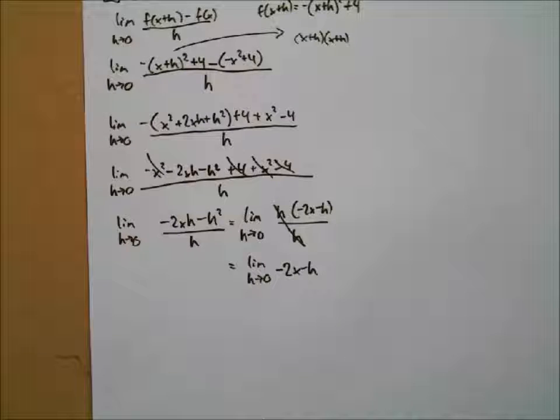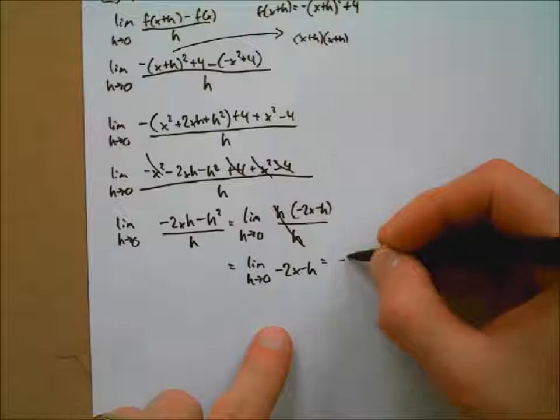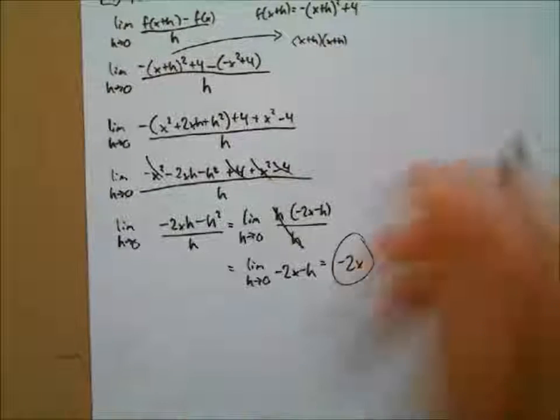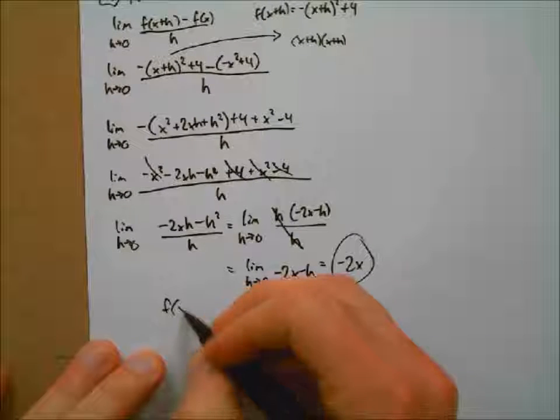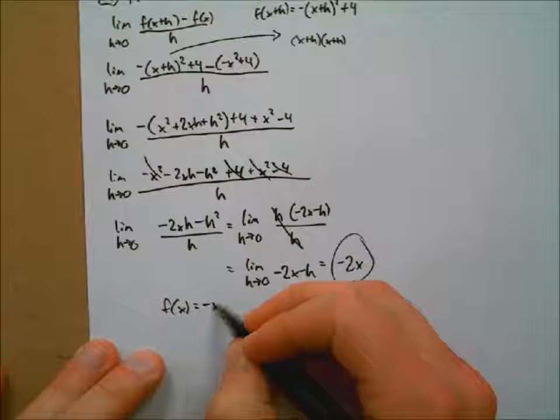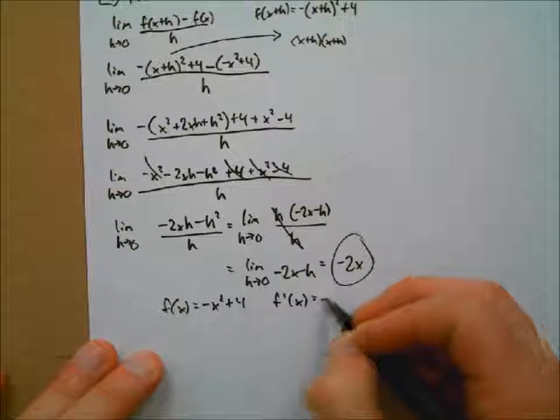Now what can we finally do? Last step here to evaluate this limit. Substitute, direct substitution. 0 goes in for h, we end up with negative 2x. And that's the derivative. All that work. Okay, so f of x is equal to negative x squared plus 4. F prime of x is negative 2x.